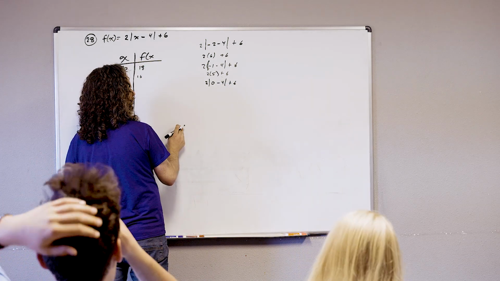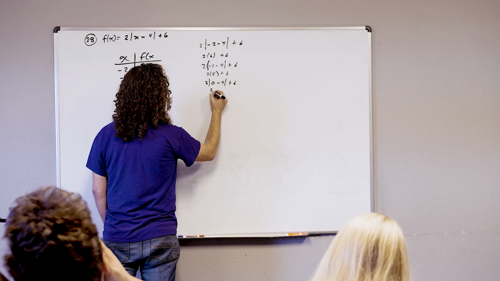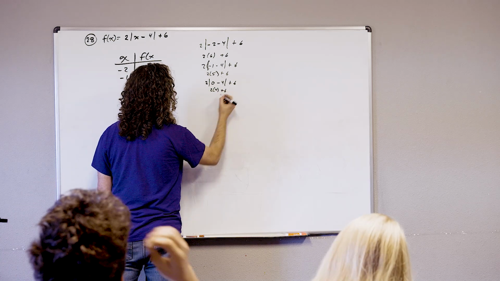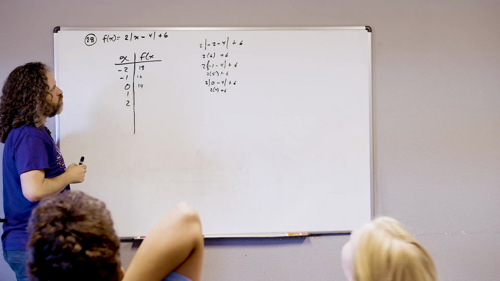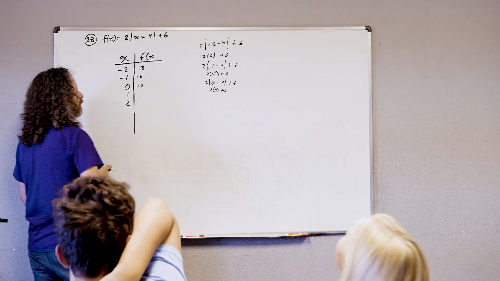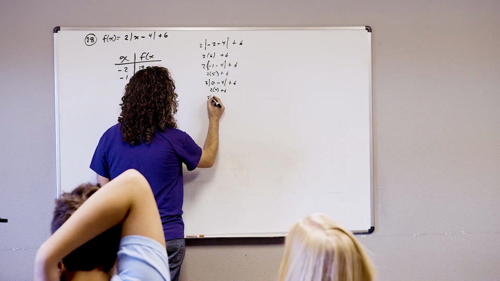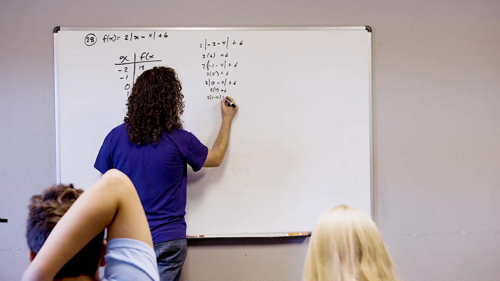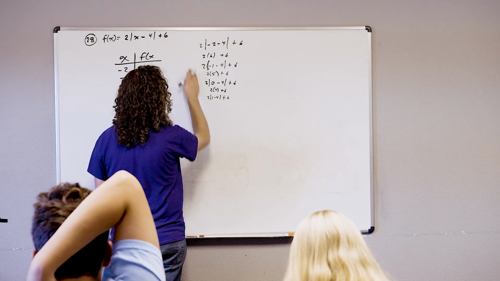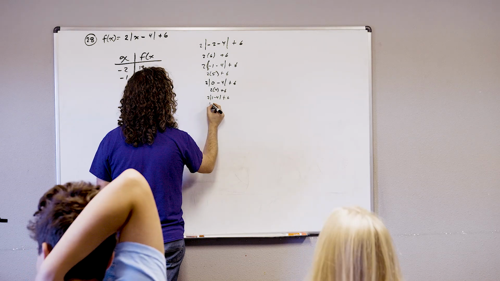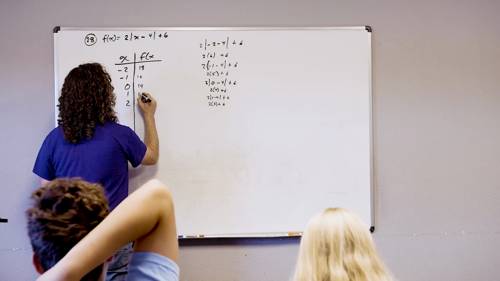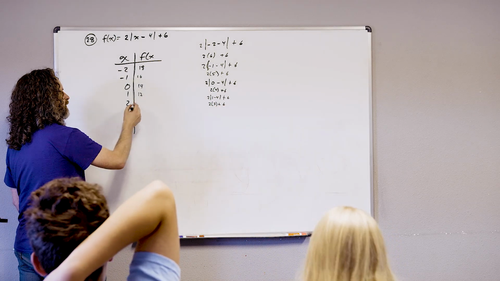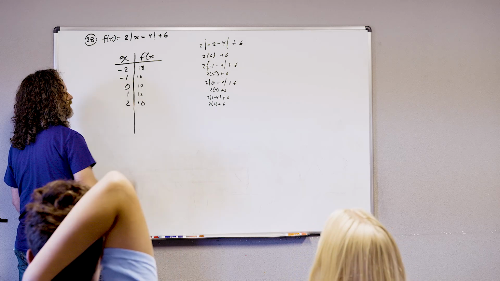0 minus 4 is -4. Absolute value is 4. 2 times 4 plus 6 is 8 plus 6, which is 14. Good. Put a 1 in there. We got 2 times the absolute value of 1 minus 4 plus 6. The numbers are getting smaller and smaller. It's exciting. So 2 times 3 plus 6 is 12. Then 10.